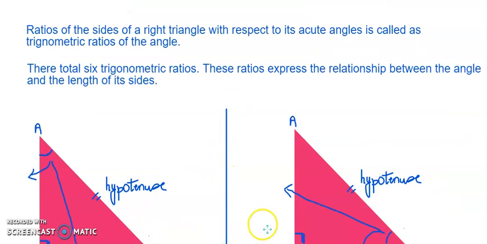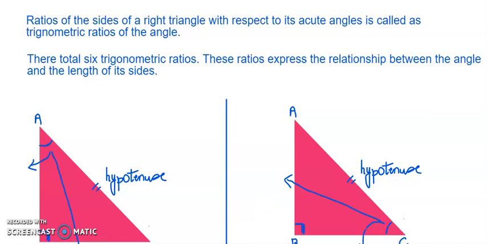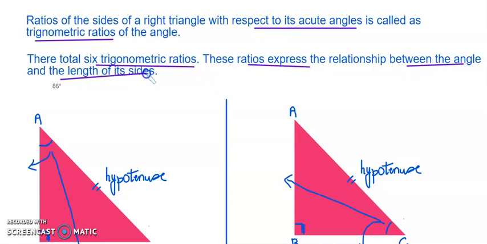Ratios of the sides of the triangle. Which triangle? Right angle triangle. With respect to its acute angles, these are called trigonometric ratios. So we'll be taking two-side ratios, and those ratios will be considered based on the acute angle that we are considering. In total there are 6 trigonometric ratios, and these ratios express the relationship between the angle and the length of its sides. So let's start.